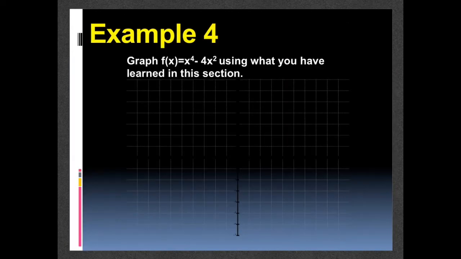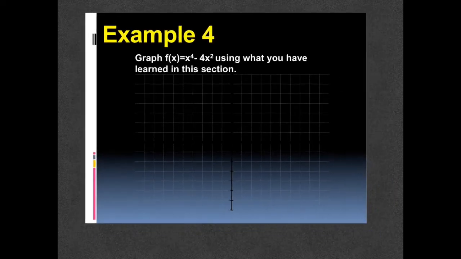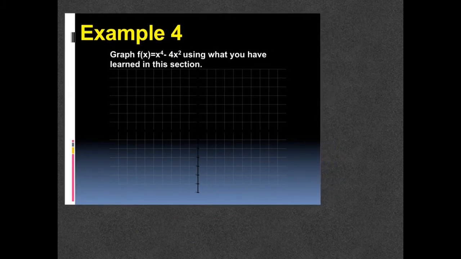All right, so we're going to put it together with this one. Graph f of x equals x to the fourth minus 4x squared using what you've learned in this section. So let's start with our end behavior. I'm going to take my function. I'm going to look at the highest exponent, which is to the fourth. I'm going to look at the number on the front of it, which is positive. So positive and even means both my arrows are pointing up.